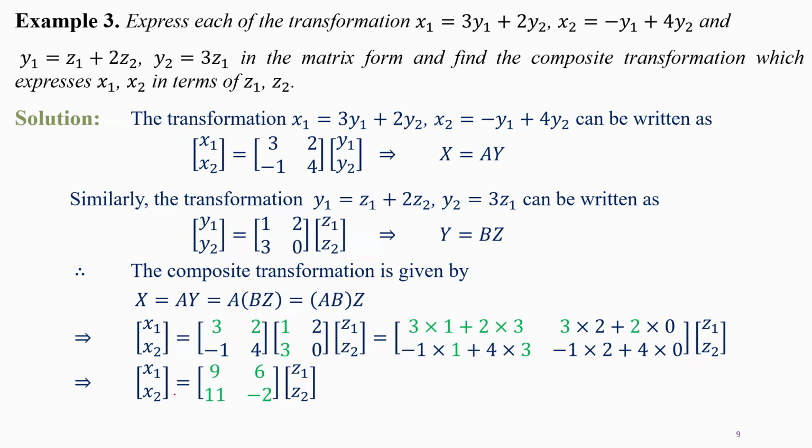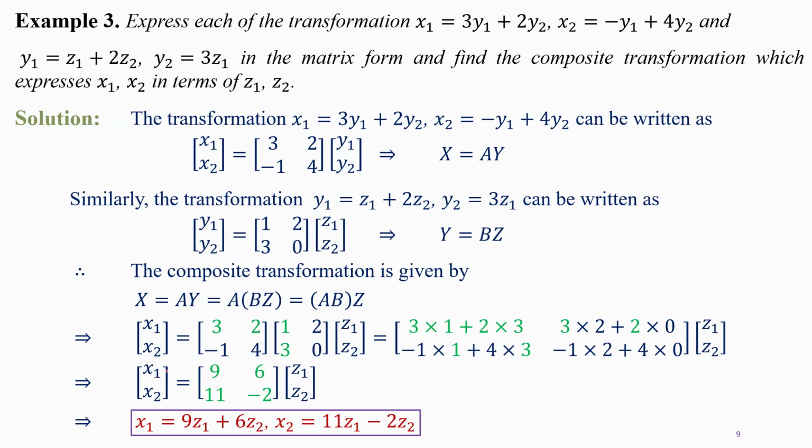So here we obtain x1, x2 in terms of z. So x1, x2 is equal to [9, 6; 11, -2] into z1, z2. Here x is the linear transformation of z. Or we can write x1 as 9z1 + 6z2, and x2 as 11z1 - 2z2. So this is the composite transformation which expresses x1, x2 in terms of z1, z2. Thank you.